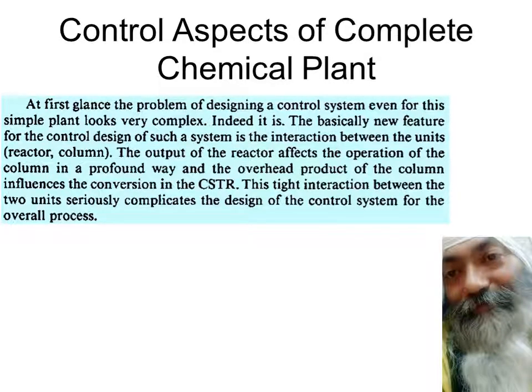So as you have seen, the moment you look at the figure, it's very complicated, and indeed it is very complicated. And the basic theme is that you have interaction. It's a two-way interaction, the interaction between reactor and the column. The reactor is affecting the column, and the column is in turn affecting the reactor. It's a very tight interaction as such, and it can result into very complicated design of the control system.